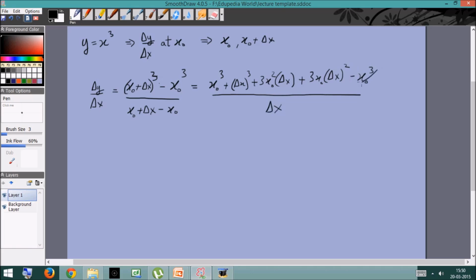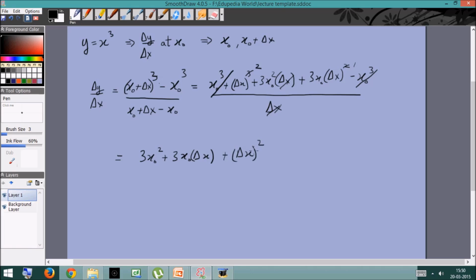We see x naught cube cancels, and whatever is left, the three terms, we see that delta x comes out common in all of those, and we can cancel delta x with those terms as well. So this delta x will cancel, this will become 1 and this will become 2. So its value comes out to be 3x naught squared plus 3x naught delta x plus delta x whole square.